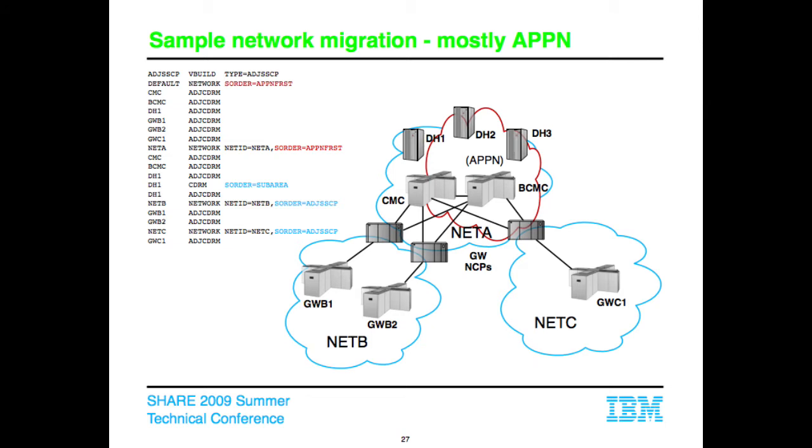My 2 network nodes are APPN and subarea attached, so I can consider them APPN attached also. So now it looks like most of the resources in the net A network can be found via APPN. The only ones that can't are the resources on data host number 1. So how would I go from preferring subarea searching to preferring APPN searching? You'll notice all I did was change the S order value on my default and on my net A tables from S order equals subarea to S order equals APPN first. Now all the searching prefers APPN searching.